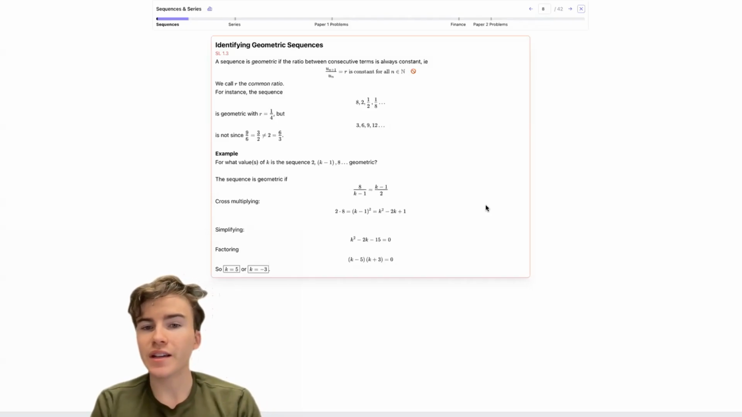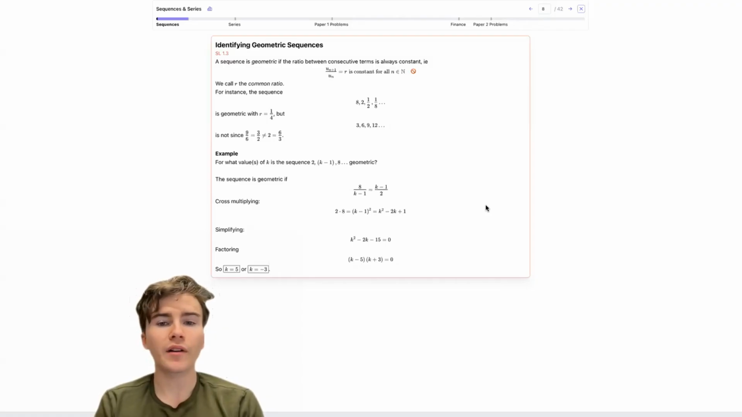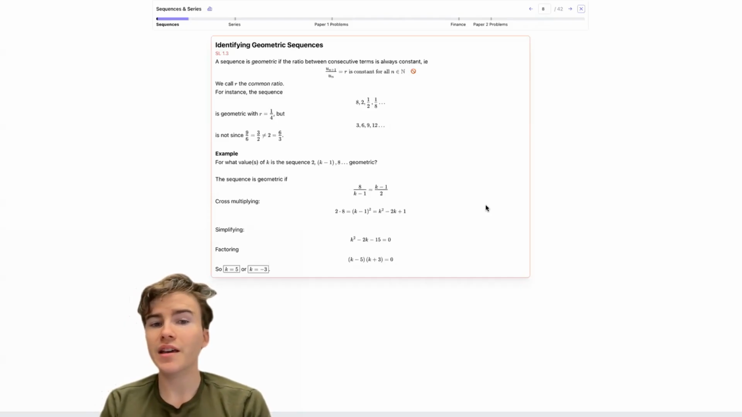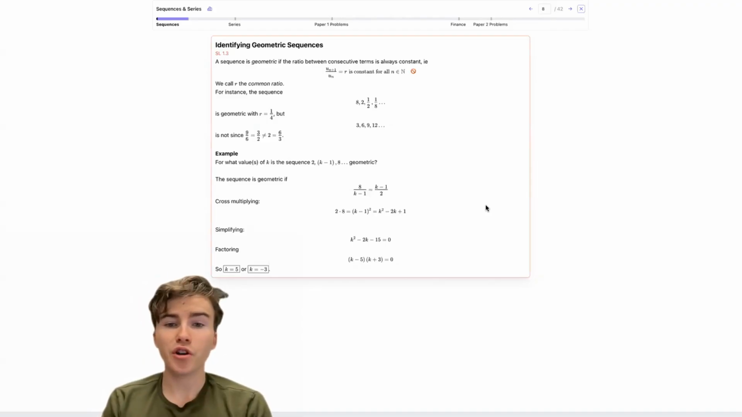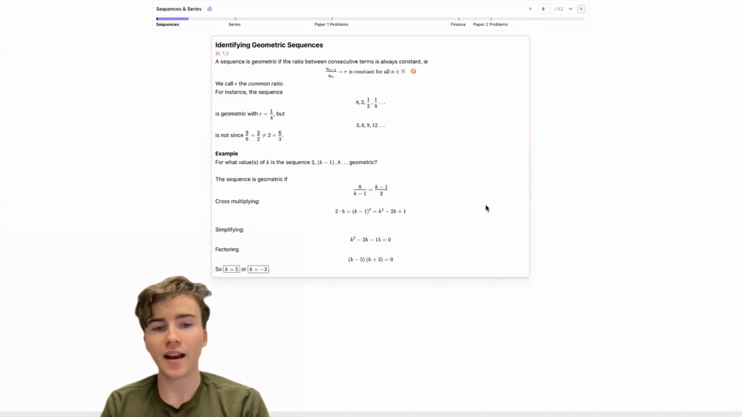But the sequence 3, 6, 9, 12 is not geometric, because if I do 9 divided by 6, that's 3 over 2. But if I do 6 divided by 3, that's equal to 2. So the ratio between the second and the first term is not the same as between the third and the second term, so it can't be geometric.